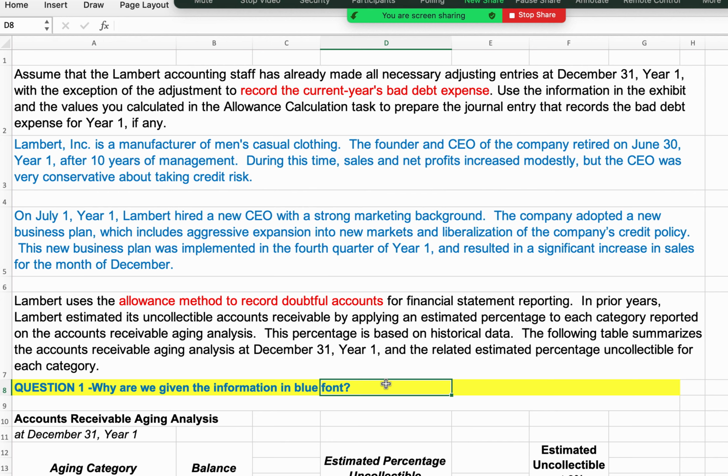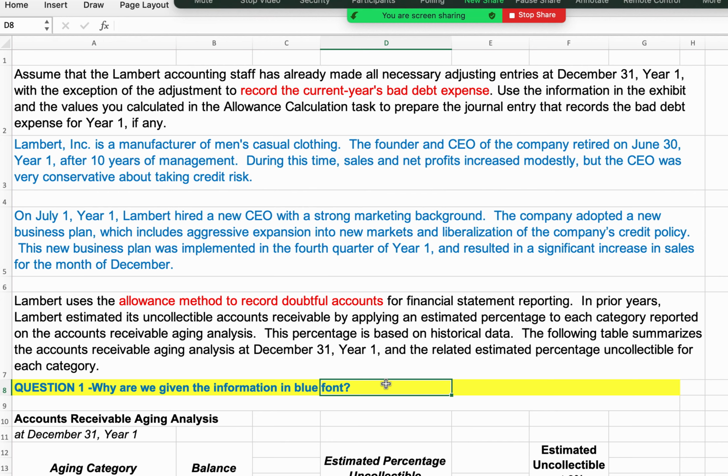Lambert uses the allowance method to record doubtful accounts for financial statement reporting. In prior years, Lambert estimated its uncollectible accounts receivable by applying an estimated percentage to each category reported on the accounts receivable aging analysis. This percentage is based on historical data. The following table summarizes the accounts receivable aging analysis at December 31st, year one, and the related estimated percentage uncollectible for each category.